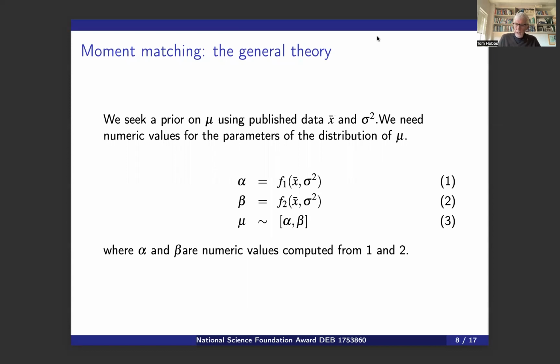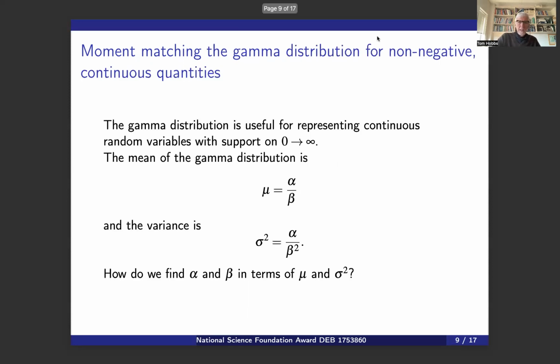So we know that alpha is a function, f1, of the published mean and variance, and beta is also a function of the published mean and variance, f2. So it follows that mu is distributed as alpha, beta, where alpha and beta are numeric values that we compute from f1 and f2. Now, this is the general theory. Why don't we take a look at an example, and I think it will bring it home how moment matching works.